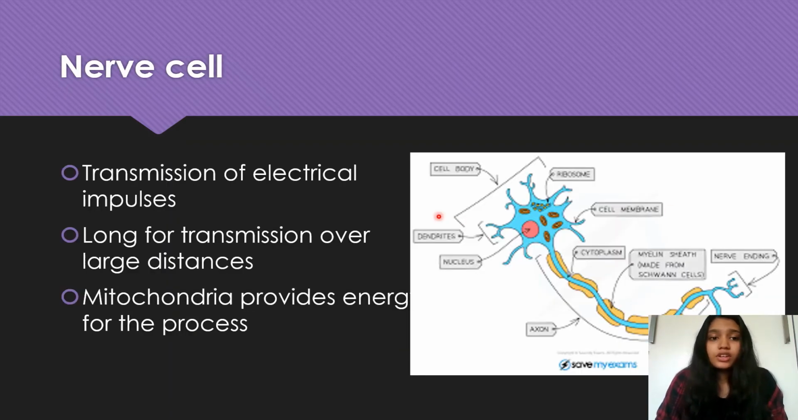Then you have a nerve cell. Nerve cells are used for the transmission of electric impulses. They're long for transmission over long distances, and mitochondria again provides energy for the process. This is your nerve cell. It looks complicated, but it has similar structures as a normal cell that I've taught you. You will also be doing this in chapter 14, so don't worry about it. Just remember transmission of electrical impulses.